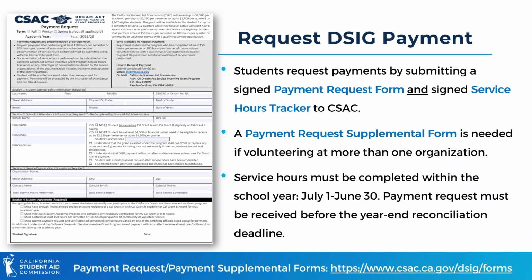Now, after completing the minimum blocks of volunteer hours and obtaining the signatures of the financial aid administrator and the certifying official of the service organization, students will submit the payment request form and service hours tracker to CSAC. Students who volunteer at more than one organization will also submit the payment request supplemental and the service hours tracker for the additional organization. Students will be notified once they are approved for payment.